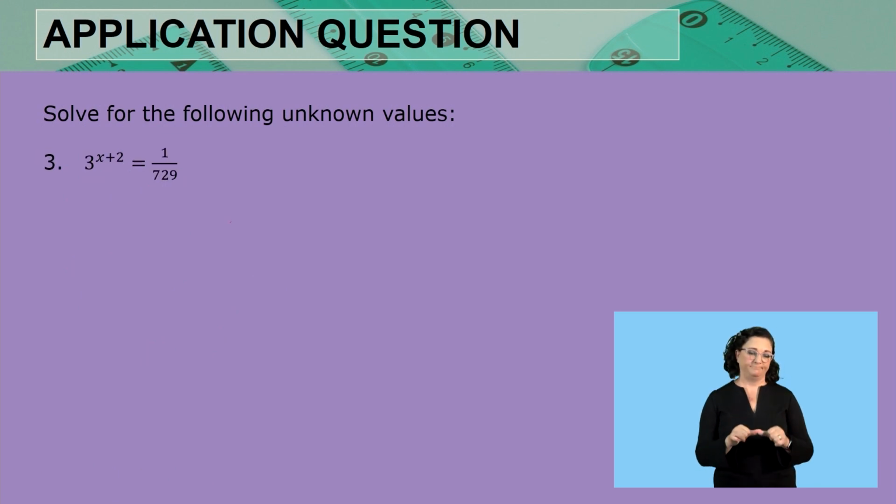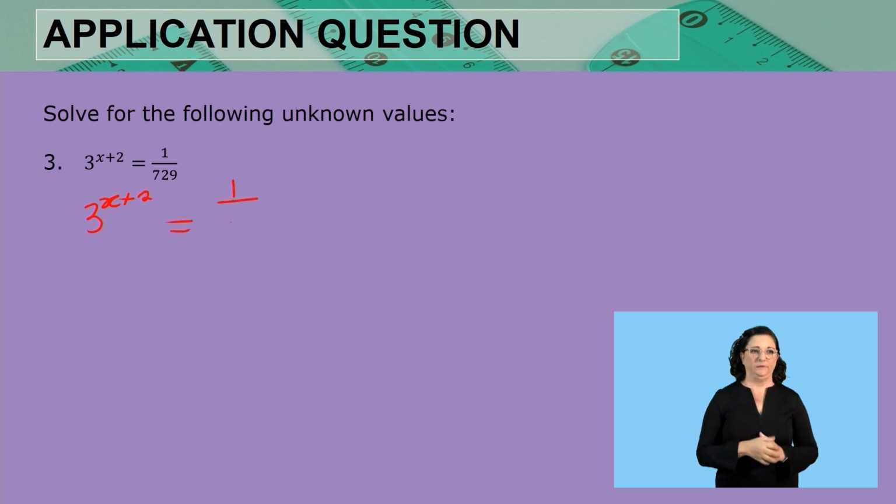Let's go on to the next one there. So we have 3 exponent x plus 2 is equal to 1 divided by 729. Because we are working with exponents, the first thing we are going to do is to change all the numbers that are not already in exponential form to exponential form. So we are going to change that 1 divided by 729. That is going to be 1 divided by 3 exponent 6.